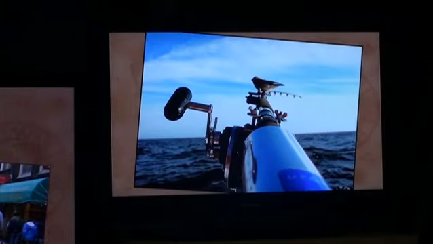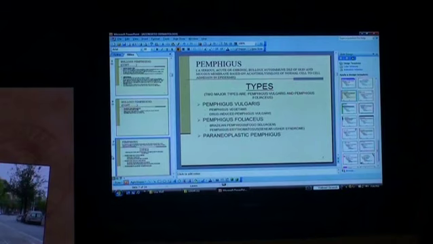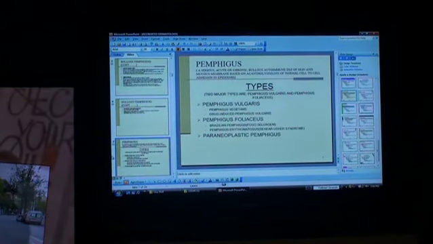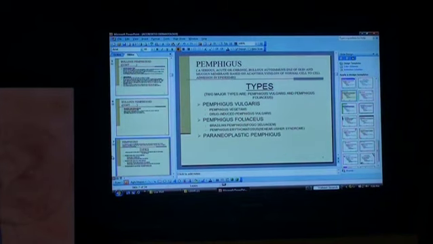So there are two major types, pemphigus vulgaris and pemphigus foliaceus, and each of these has variants. The third kind is paraneoplastic pemphigus, which is associated with some kind of tumors.